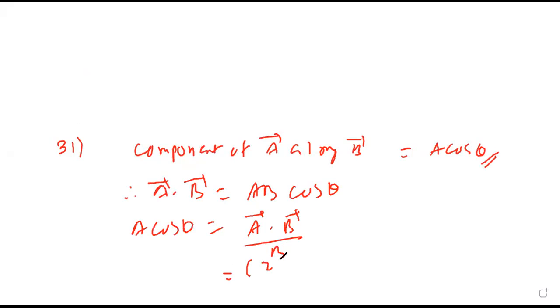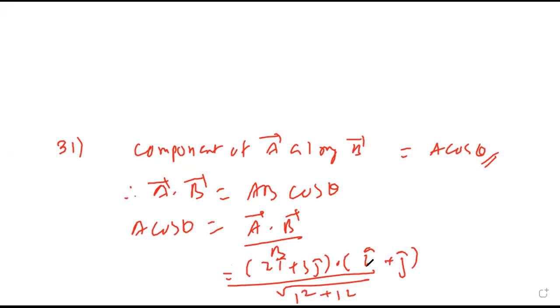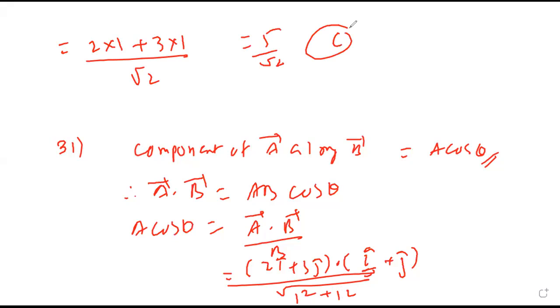A bar is 2i cap plus 3j cap. Its dot with i cap plus j cap, upon B का magnitude, is 1 square plus 1 square. मतलब ये i का coefficient 1, j का coefficient 1, 1 square. So it is 2 into 1 plus 3 into 1 upon root 2. 5 upon root 2 है क्या? 5 upon root 2 है. Option आंसर अलग दिया है क्या? No, sir, it's C only.